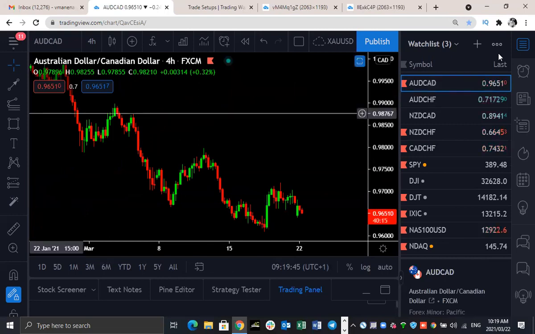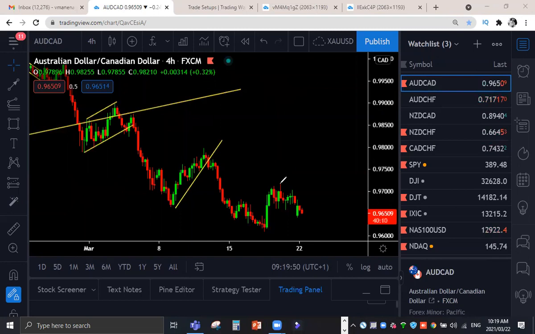So Audi CAD, because of the pullback on oil and the short-term weakness on the CAD, we're expecting this one to be a move to the upside. So we're expecting this to push a little bit higher. That is CAD Yen.